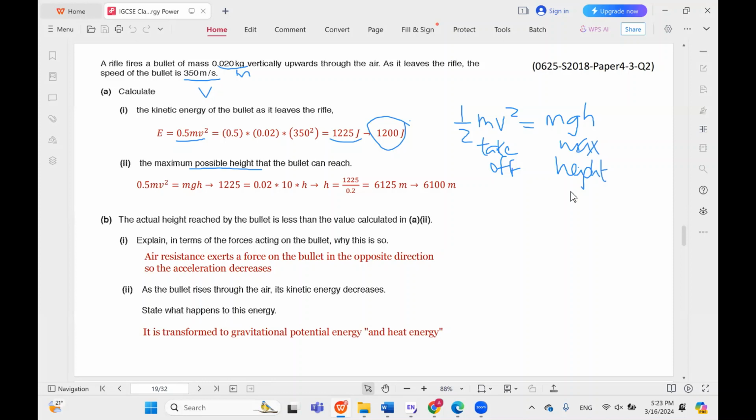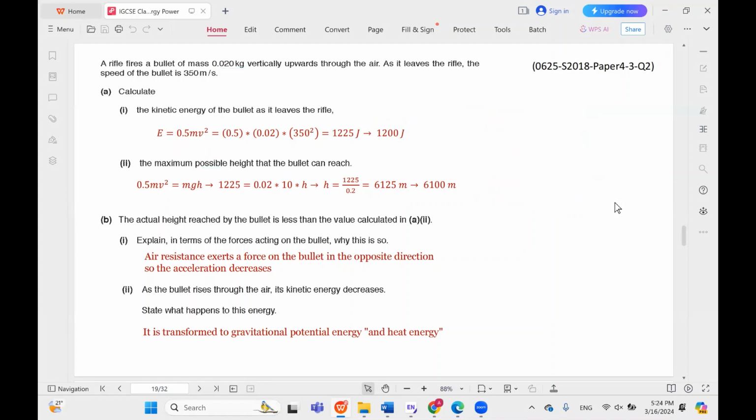We have m and v and g. So therefore, you can just plug in everything. We already have the kinetic energy as 1,200 or 1,225. So we can just cross this out here and write 1,225. And this is equal to the mass, which is 0.02 times gravity, which is 10 times the height. And this is what we did here, and we obtained the value of h as 6,125 meters. In B, we are told that the actual height is less than the value calculated in A.